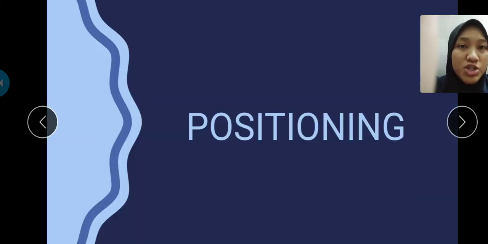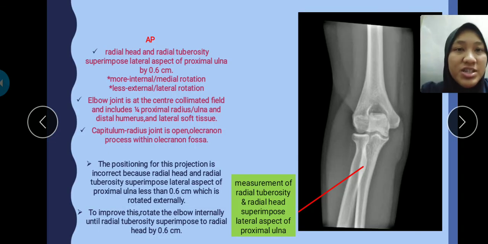Okay, next we continue to the positioning. For positioning, the criteria for AP projection: radial head and radial tuberosity superimpose lateral aspect of proximal ulna by 0.6 cm. If more, we can conclude that there was an internal or medial rotation. If less than 0.6 cm, there was external or lateral rotation. So the next is, elbow joint is at the center of the collimated field and includes 0 over 4 proximal radius ulna and distal humerus and lateral soft tissue. Third is, capitulum, humeral joint is open, or olecranon process within olecranon fossa.